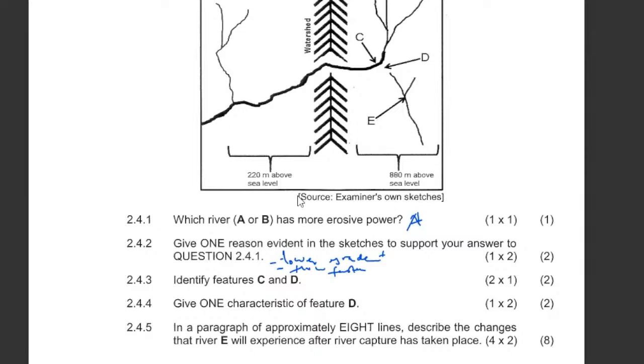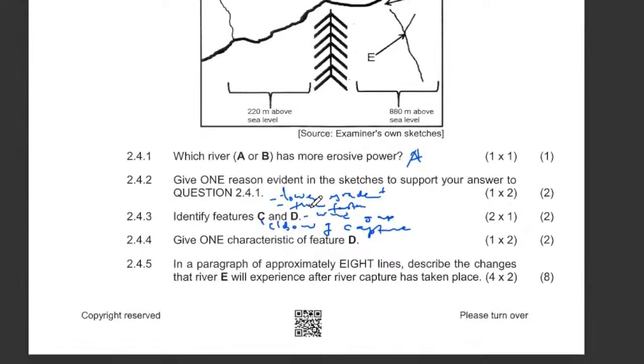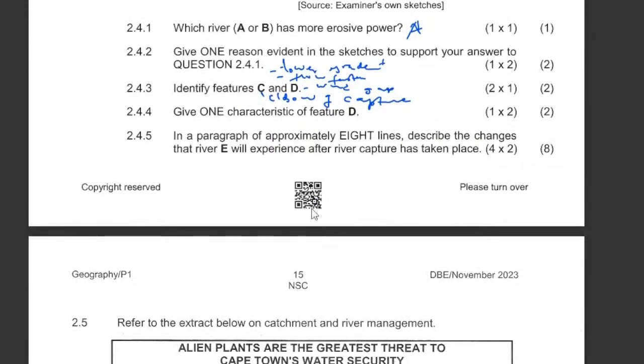Identify features C and D. C is the elbow of capture, and D is the wind gap. Give one characteristic of D. D, which is the wind gap, is an open space with no water or occupied by wind.